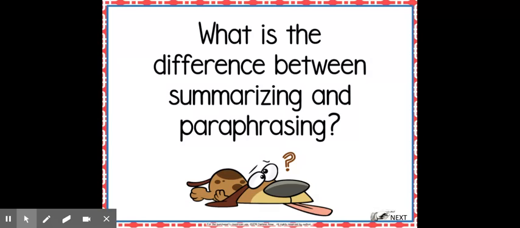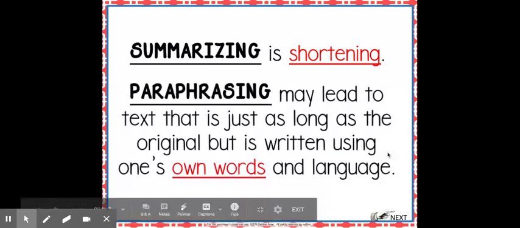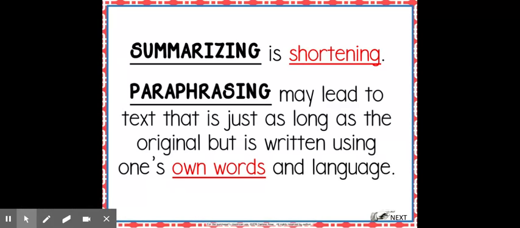So, that's a lot to distinguish. What is really the difference between summarizing and paraphrasing? Well, summarizing is considered shortening. We're keeping the words of the text. We're just tossing out maybe some of the words that we don't need. Paraphrasing may lead to text that is just as long as the original, but we're using our own words. So a paraphrase may be just as long as the original text.